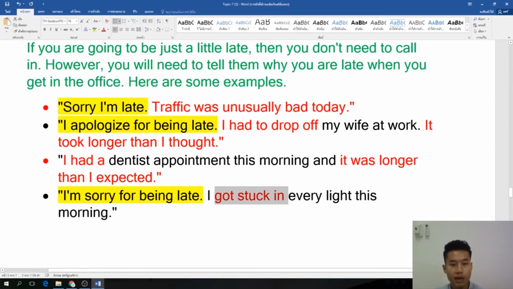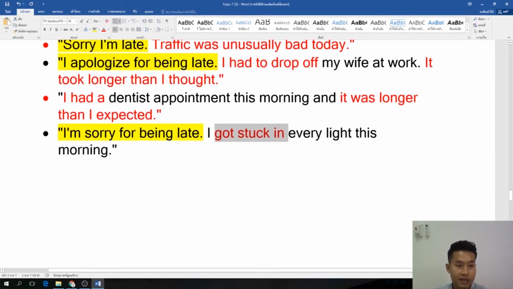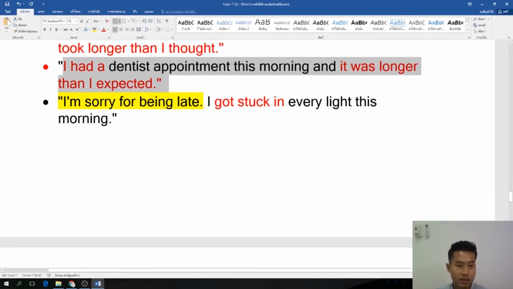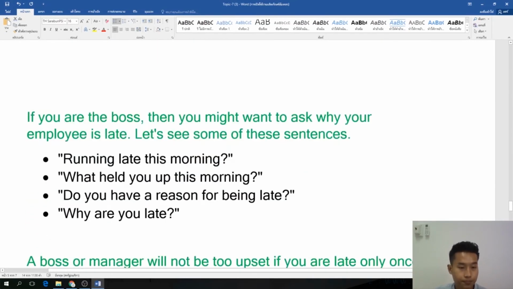I'm sorry for being late. I have to drop off my wife. I need to send my wife as well. It took longer than I thought. It took a very long time, longer than I thought. I had a dentist appointment this morning, and it was longer than I expected. The dentist appointment is about the teeth, right? It was longer than I expected, so I'm sorry for being late. And I got stuck in every light this morning. It means I stopped at every traffic light this morning. We call that being stuck.